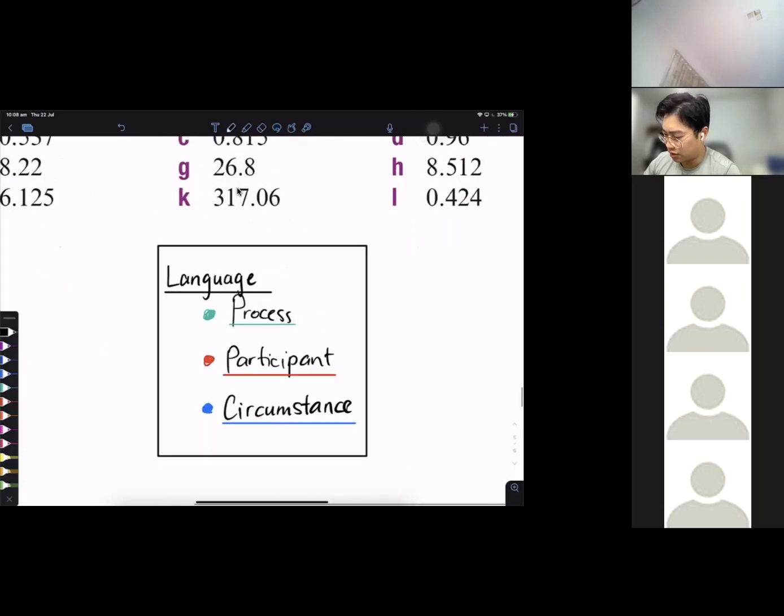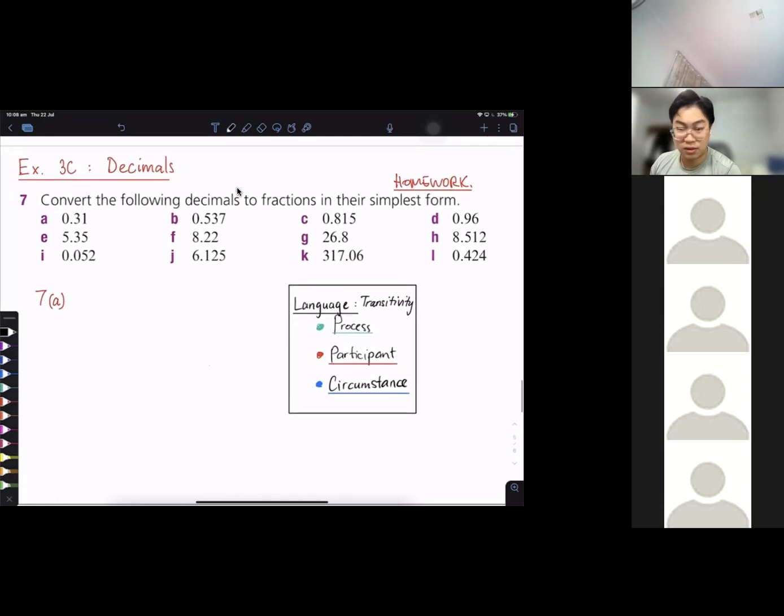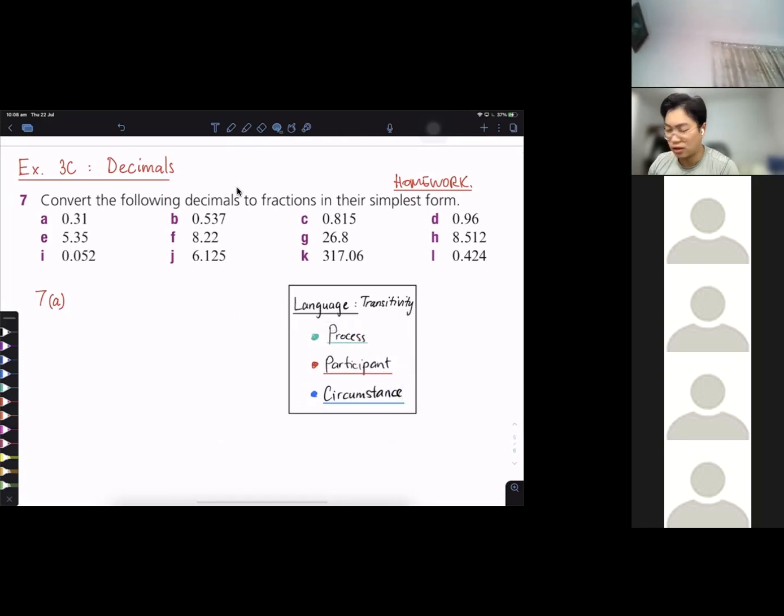So this process or this strategy here is actually called transitivity or transitive analysis. So we're transferring our understanding, okay? So what here would be our process? If you want to type it into the chat, or if you want to unmute yourself and give a shout, feel free to. Convert. Convert, that is the process. Fantastic, Dion.